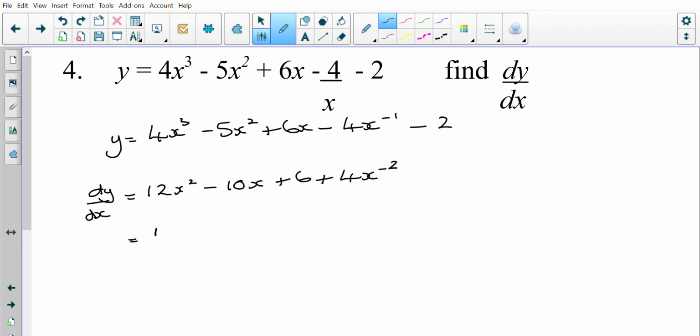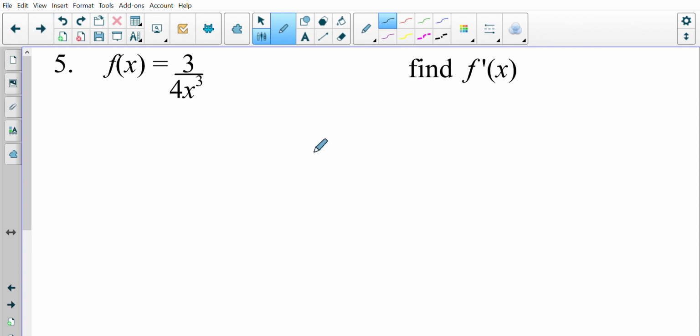We could rewrite this gradient function by turning the negative power back into a fraction, which would look like that. Remember that 4 is the multiplier, so it stays on the numerator. But unless the question asks you to, or it's a show that question asking you to, you can just leave your answer like this line here. So one more just to have a look at then.